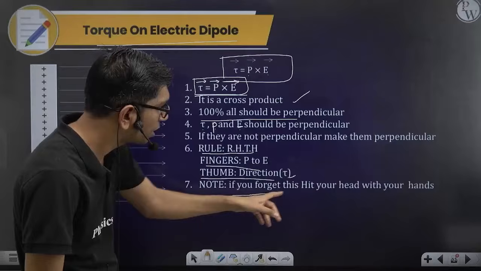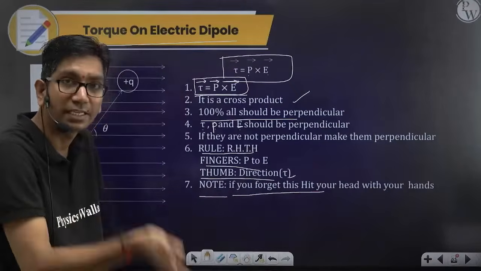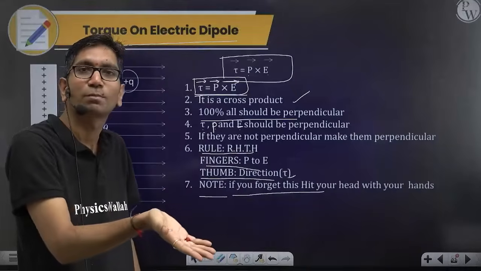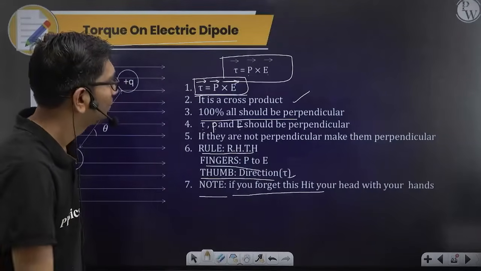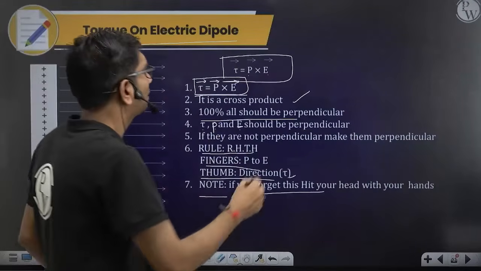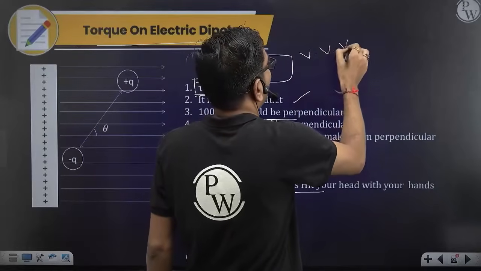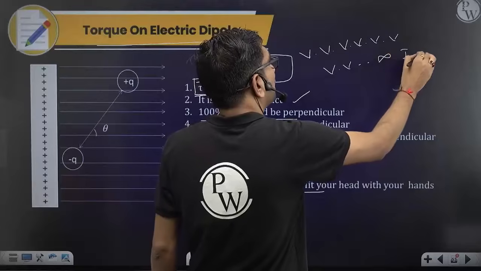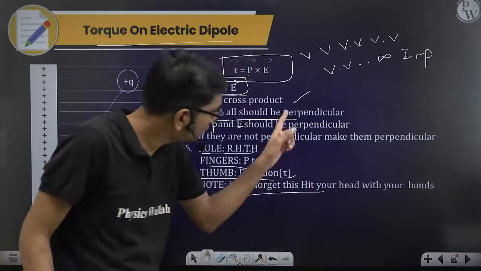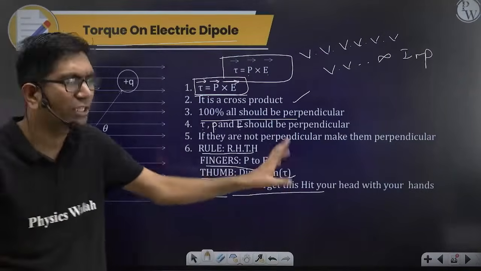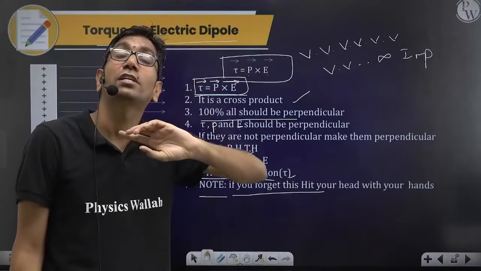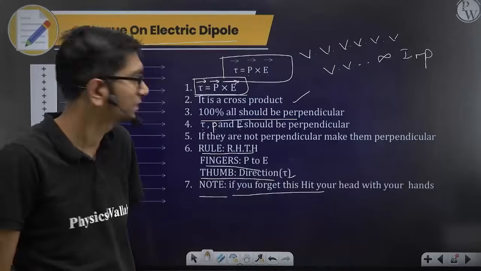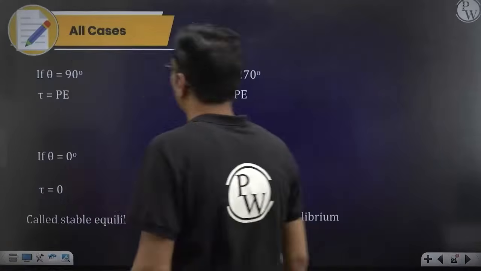Note, if you forgot this, hit your head with your hands like this: why have I forgotten this? But don't forget this one, beta, because it is infinitely important. These points are important, because if you know these points, you can solve any type of numerical in physics, complete physics.